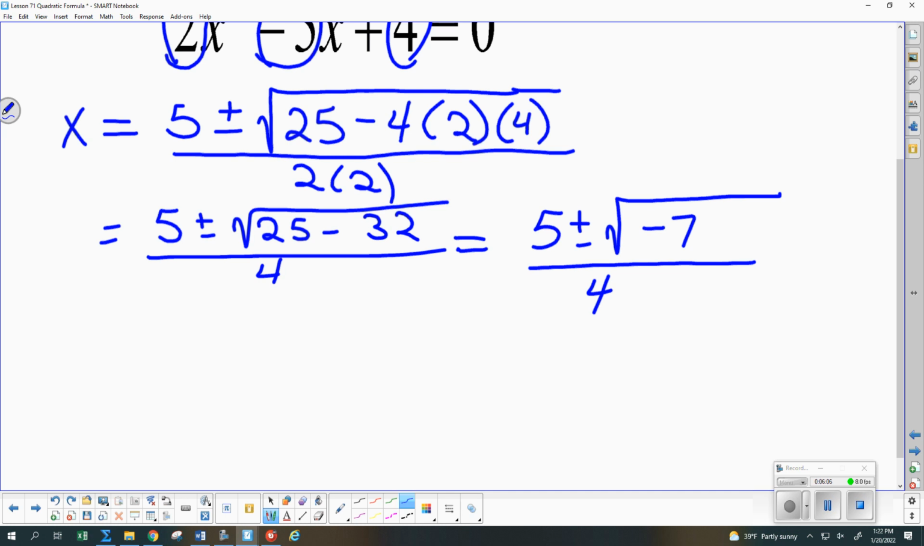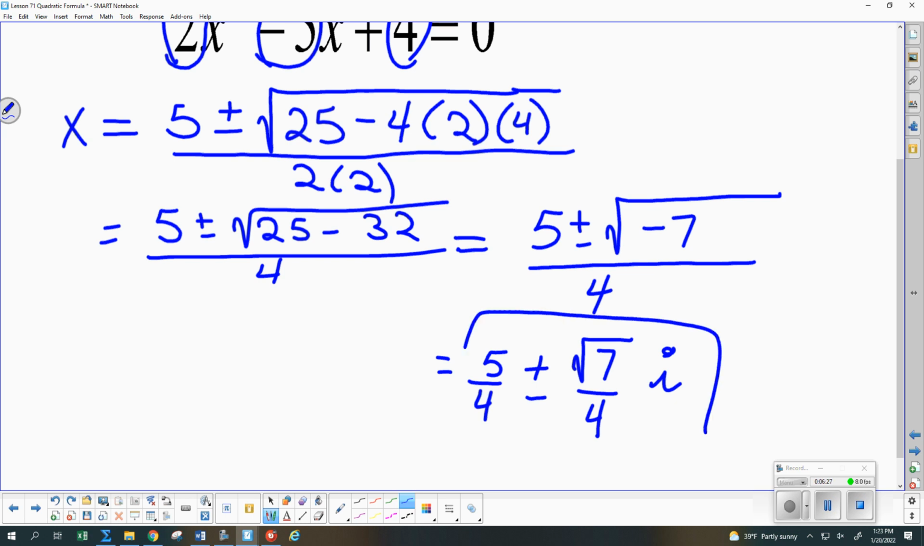I had to change that to a root 7 times i, and it's complex, so I can't do one big long fraction bar. So I'm going to write that as 5/4 plus or minus the square root of positive 7 over 4 times the i. And those are my two answers. Notice I have two complex answers, one with a plus, one with a minus. No real answers, only complex answers.